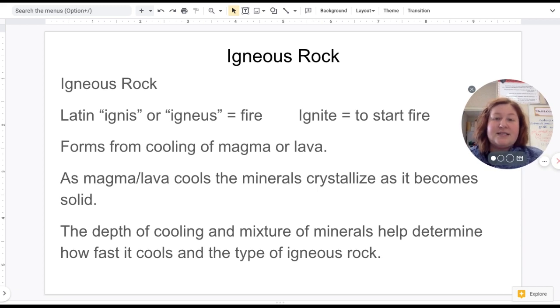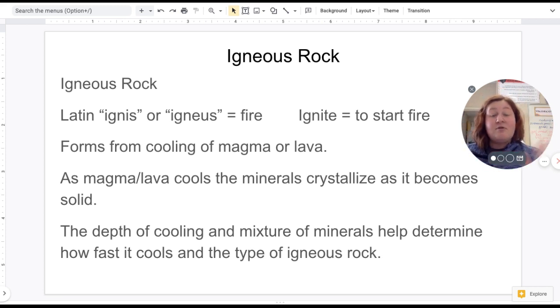Igneous is the Latin root word for fire. Another way you can think of it is igneous kind of starts like ignite. Sounds similar. So, this kind of gives us a hint as to where and how these rocks are formed. Igneous rocks are formed from the cooling of magma and lava. These rocks come directly when magma and lava cool. As it does that, the minerals in magma and lava start to crystallize, become a solid, and then it creates a rock. So the depth of cooling and the mixture of the minerals help determine how fast it cools and the type of igneous rock we are going to have.